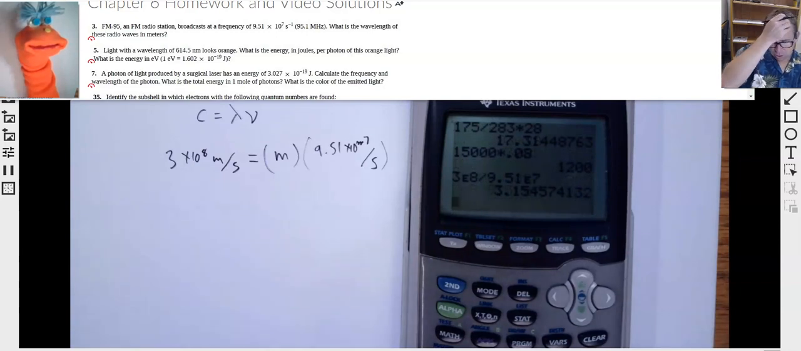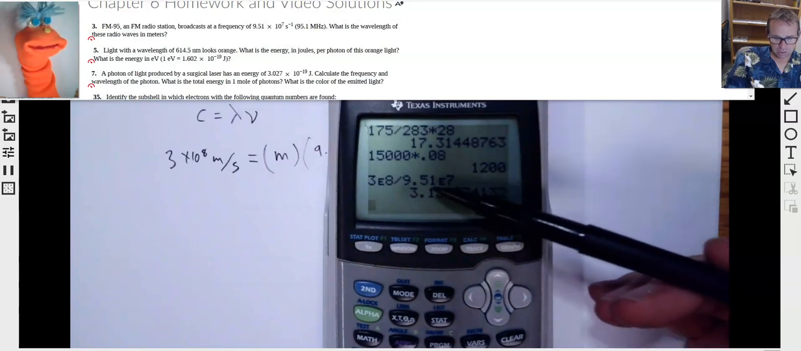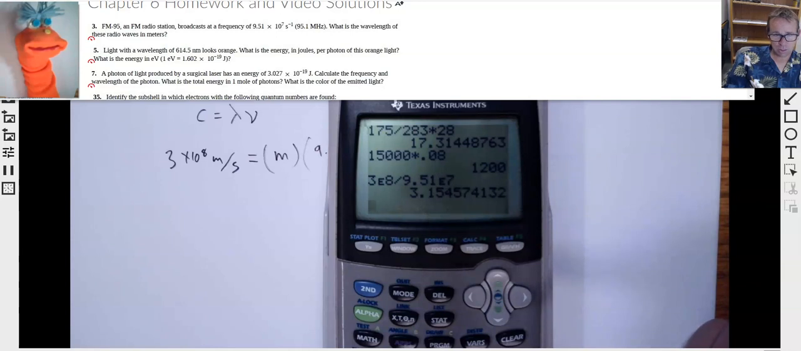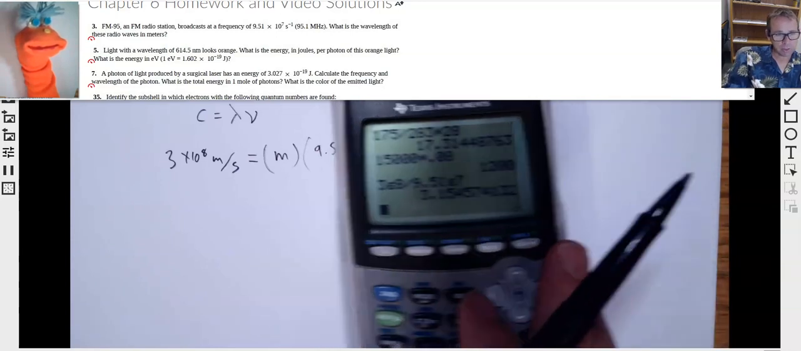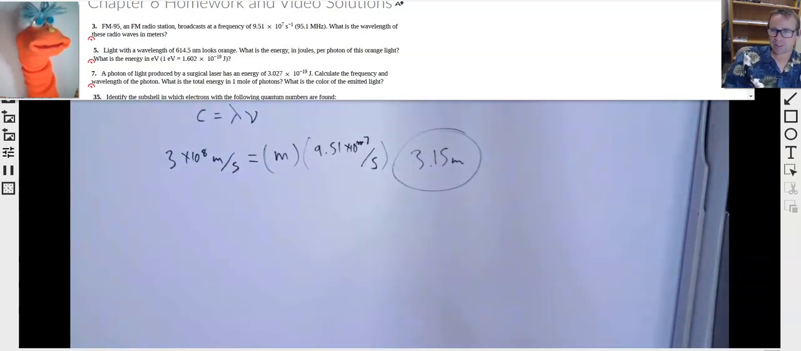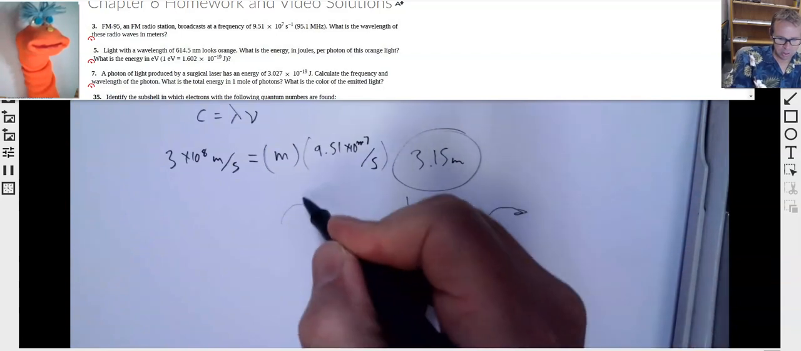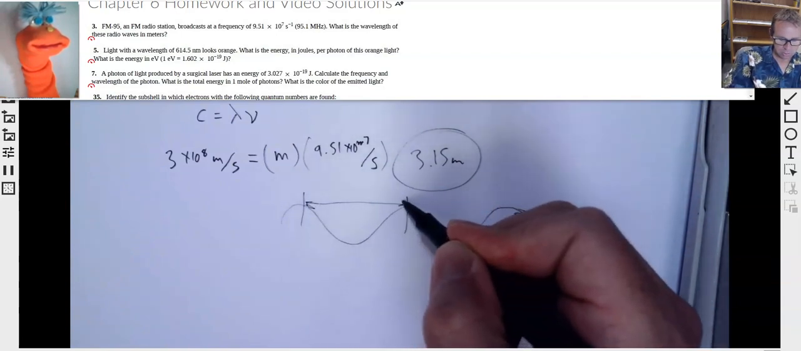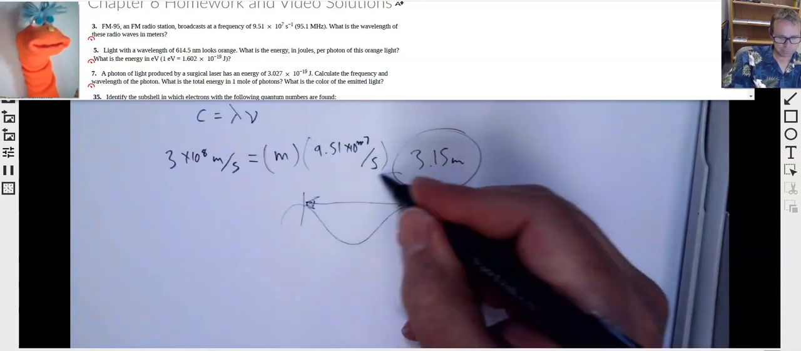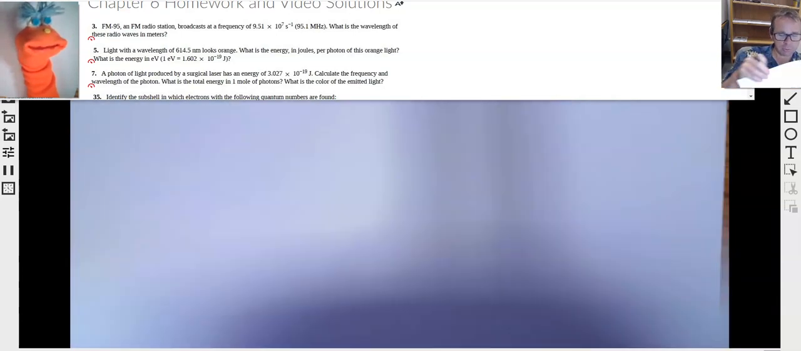Remember, work your calculator if you haven't figured out how to do that yet. This will be one where the order of operations will get confusing if you're not writing the scientific notation correctly. So the answer here is 3.15 meters. All right. So that's the wavelength for that radio station's electromagnetic frequency, 3.15 meters.